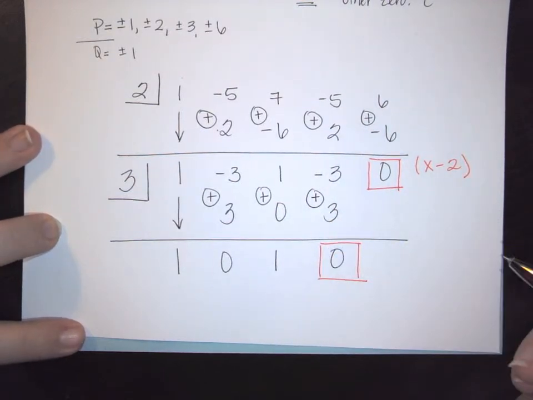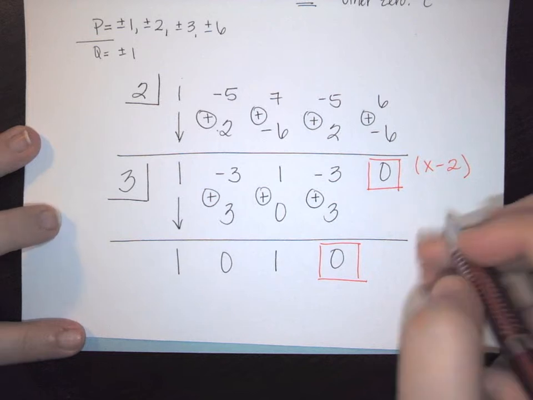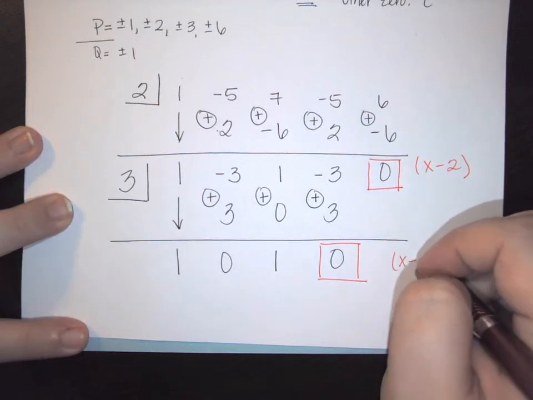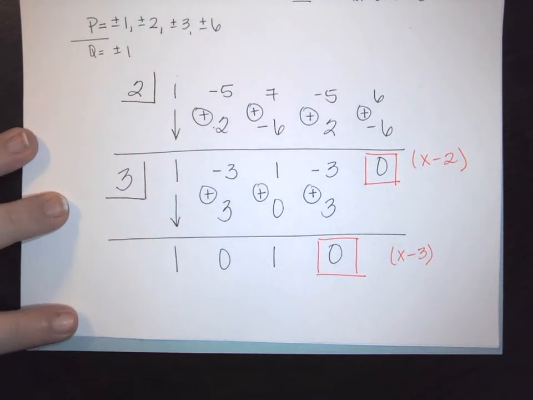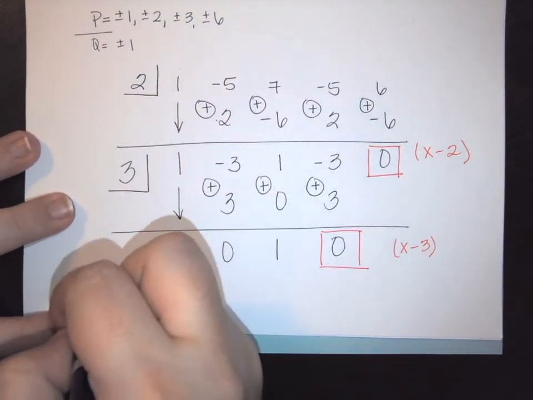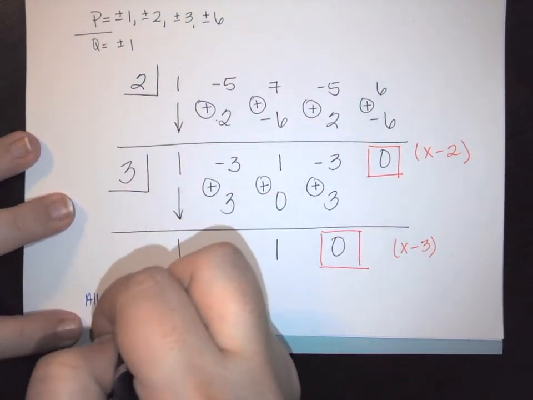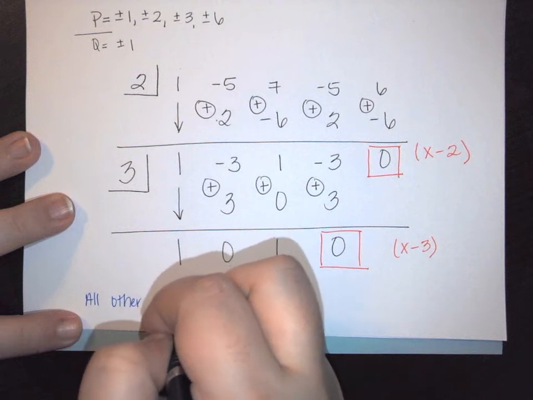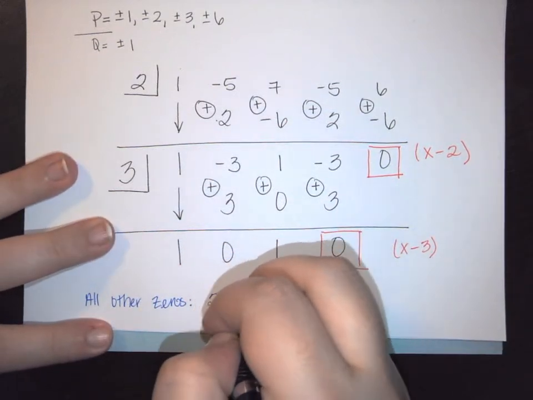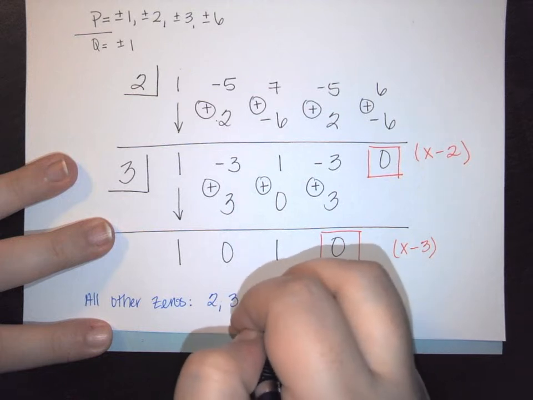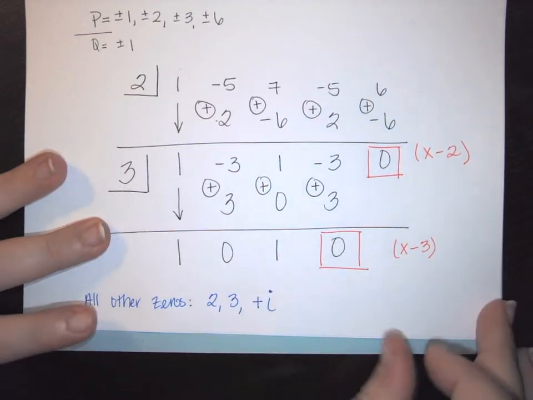So here we go. Again, we have a 0 as that last term. So this is x minus 3. So essentially, all other zeros are going to be 2, 3, and a positive i.